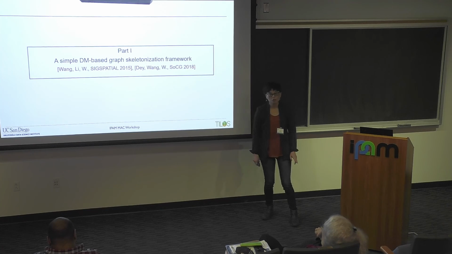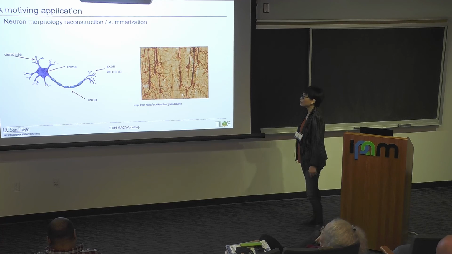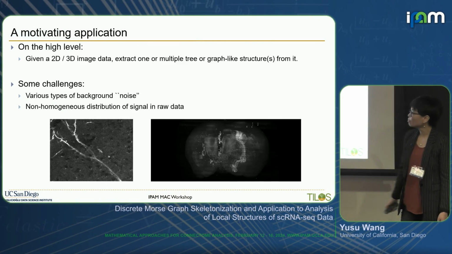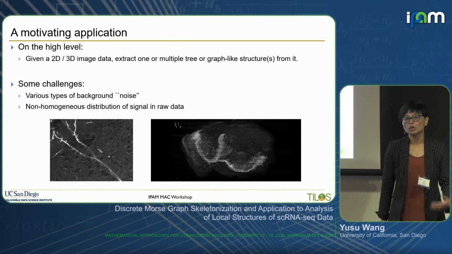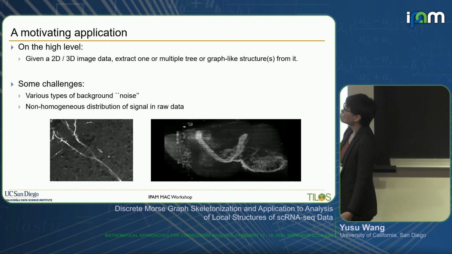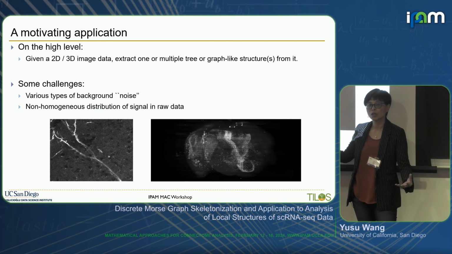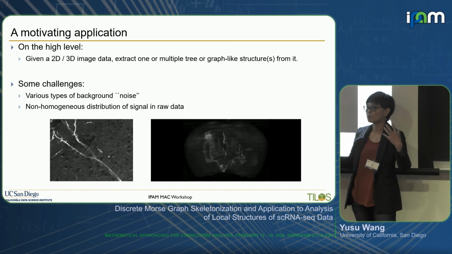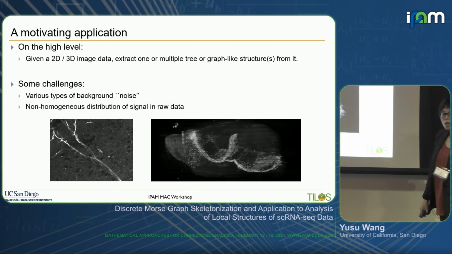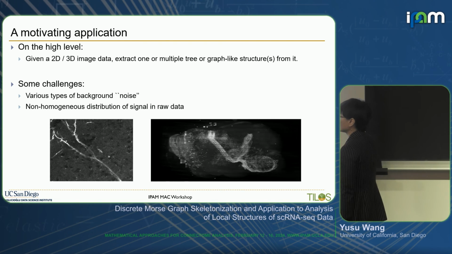So first, what is this graph reconstruction algorithm I'm talking about? As I mentioned earlier, one motivating application is that I'm given neural imaging data and I would like to recover either the tree morphology of neuron cells, or maybe I have very noisy whole-brain images and I want to summarize the neuron bundles into, say, a graph. Some of the challenges are that those data are usually noisy.